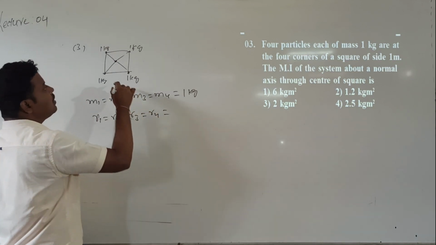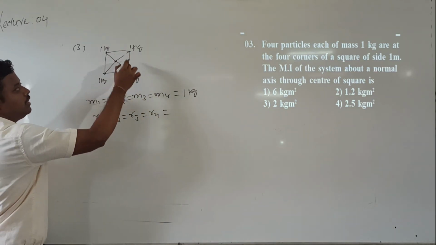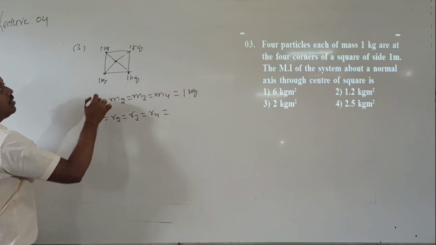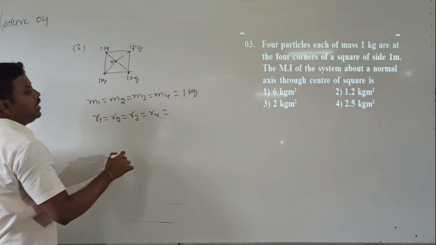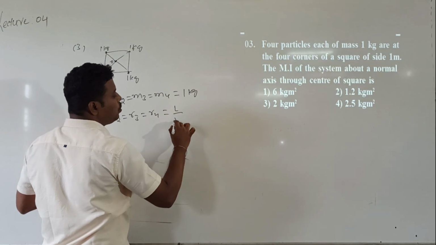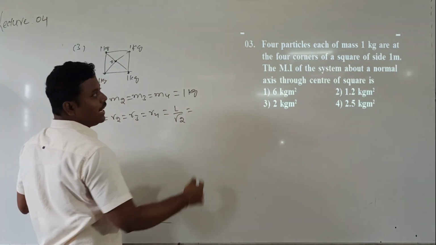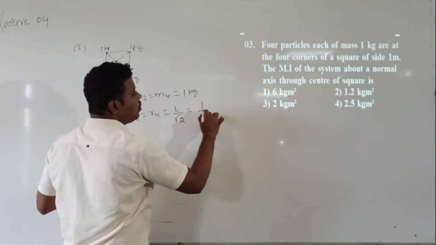So what is the distance? It is a square. This total diagonal distance is root 2 L. So this distance is half of root 2 L. Then what do I get? L by root 2. What is the square's side given? 1 meter. So 1 by root 2.